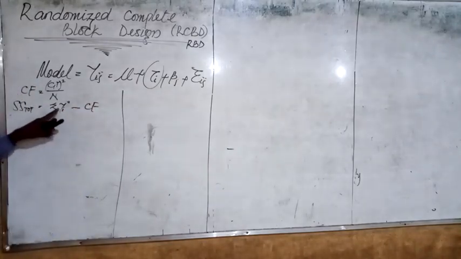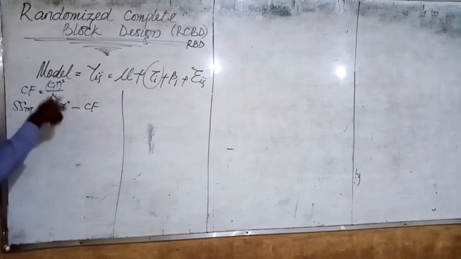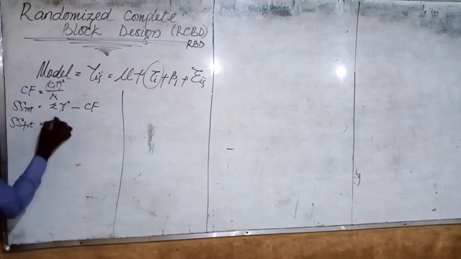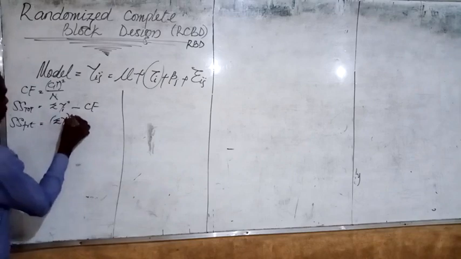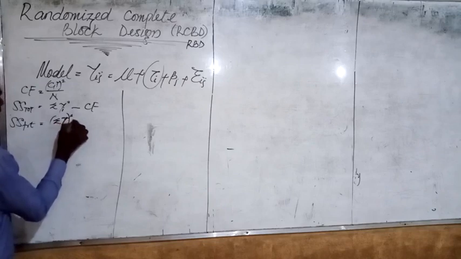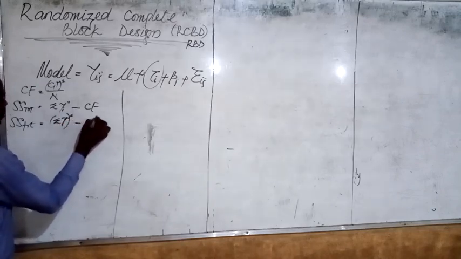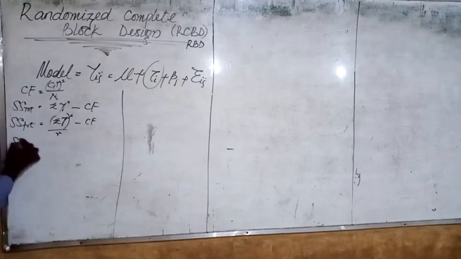Alright, this i means the treatment in the ith observation, right? So then the SS treatment, the formula is the summation of y all squared, that is the summation of our treatment, tau, all squared, minus the correction factor. Now this will be divided by the number of replicates of that treatment. Okay? Now, in CRD, after treatment, we go to calculating SS error.